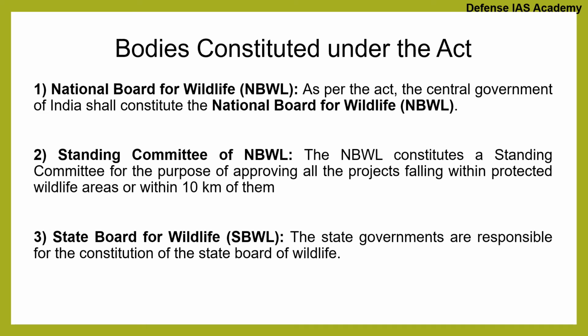Now, what are the bodies that are constituted under this act? What all bodies come under this act? The first body is the National Board for Wildlife, NBWL. As per the act, the central government of India shall constitute the National Board for Wildlife. It serves as an apex body for the review of all wildlife related matters and for the approval of projects in and around national parks and sanctuaries.